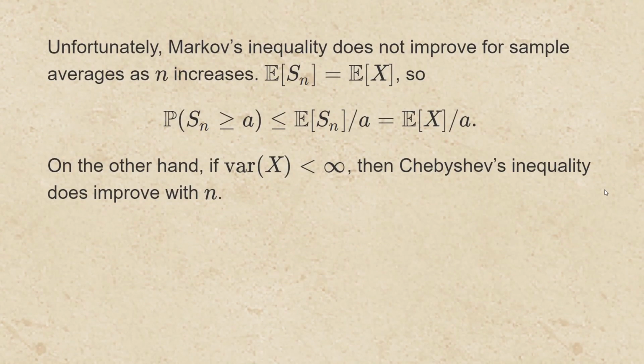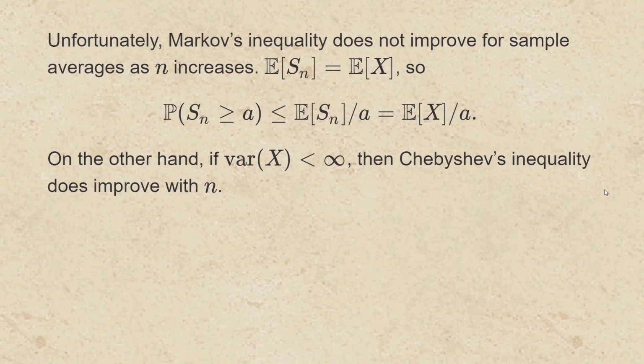Now, unfortunately, Markov's inequality does not improve for sample averages as n increases. The mean of S_n is the same as the mean of X, so the probability that S_n is at least a is at most the mean of S_n over a, which is just the mean of X over a, and there's no n on the right-hand side. On the other hand, if the variance of X is finite, then Chebyshev's inequality does improve as n grows.